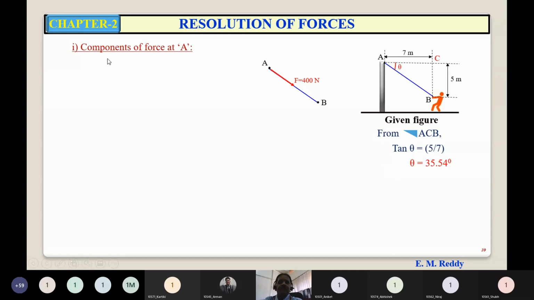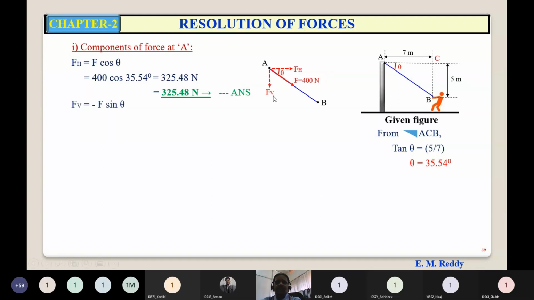Are you getting my point? We are considering the effect of force at point A. So it is acting away from A, being it is tensile force along the line AB. Resolve into horizontal and vertical components. Here horizontal component is towards right, vertical component is downwards. The angle made by F with respect to horizontal is theta, which is 35.54. So the component adjacent to the angle is always cos. So FH is equal to F cos theta. So it is 400 cos 35.54, 325.48, acting towards right. Similarly, the vertical component is F sine theta. Being it is acting downwards, I am taking minus F sine theta. That gives you 232.51 Newton downwards.